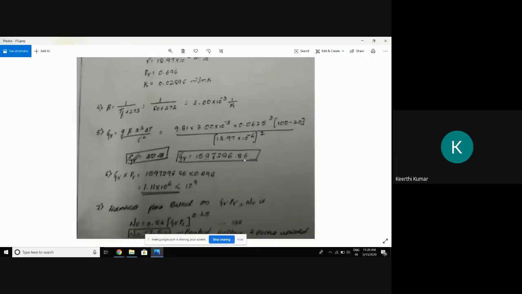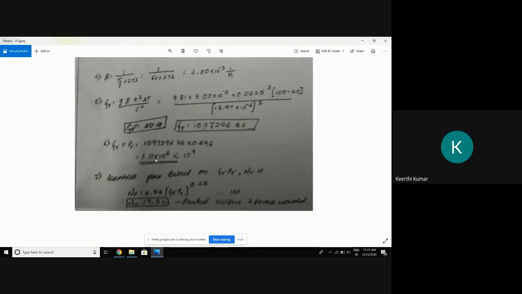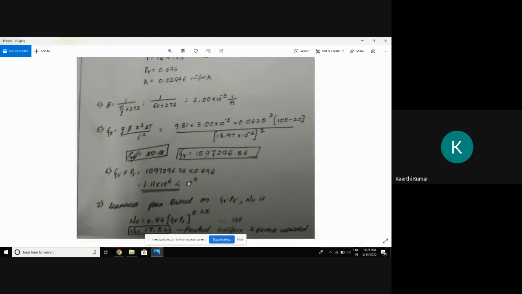Then we'll get Gr. Once you get Gr, make a product of the Grashof number and the Prandtl number, so that you get a value less than 10 to the power of 9. Earlier we got greater than 10 to the power of 9, so we considered the flow as turbulent. Now it is less than 10 to the power of 9, so the type of flow here is laminar flow.